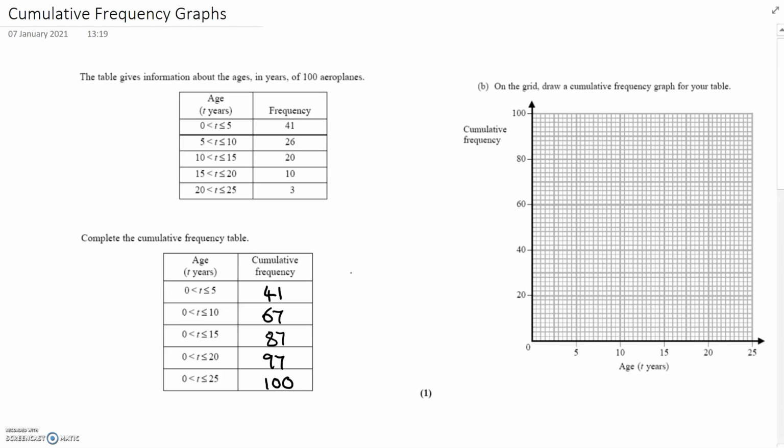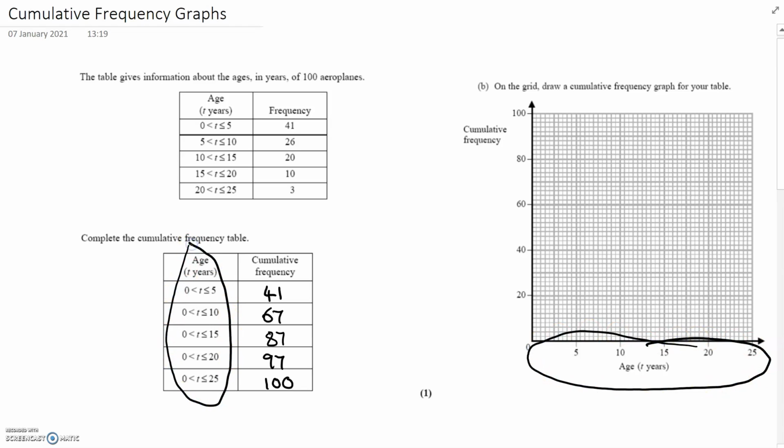Once we've got our cumulative frequency table, we are now ready to draw our cumulative frequency graph, which is what it asks you to do in this next part of the question. It almost always follows once you've done the table. To draw the graph, we need to know what we're going to plot and where we're going to plot it. So the first thing to remember is that on the x-axis, the age in years, this corresponds to these ages, aren't they? 0 to 5, 0 to 10, etc.